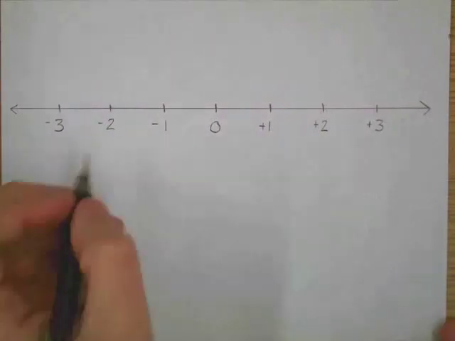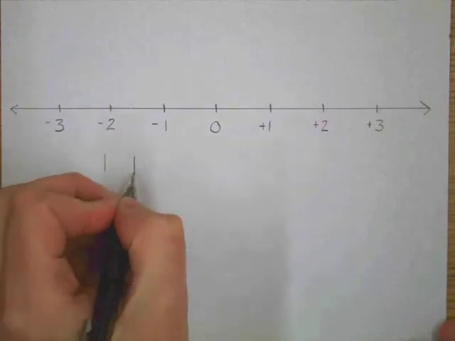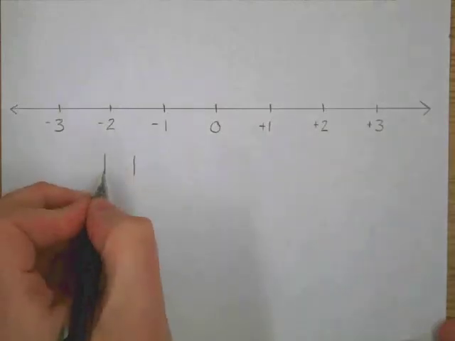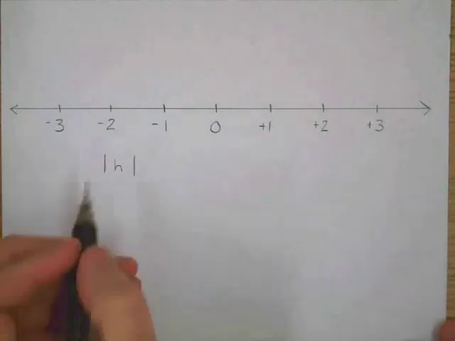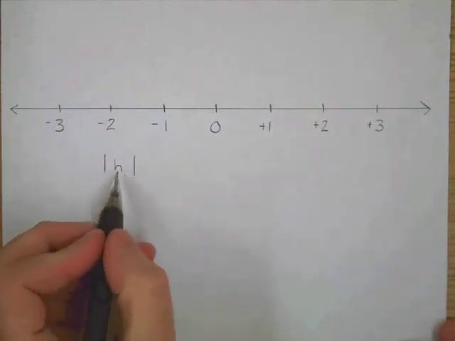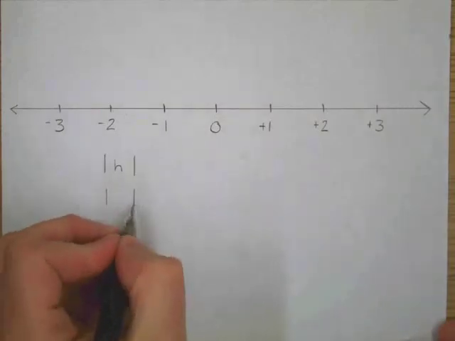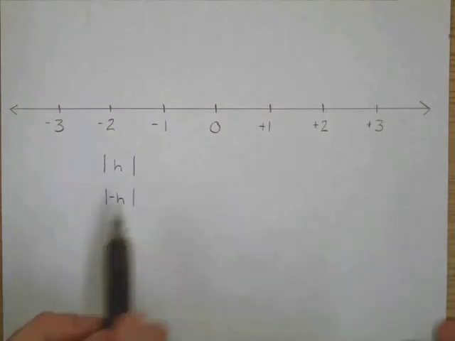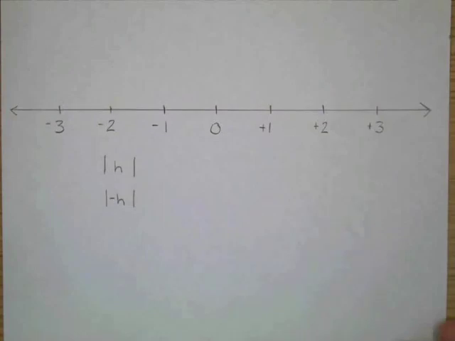So when you see a couple of bars, they look like this, to show when we're finding absolute value. So let's say I'm just putting in a variable there, h. I would read this as the absolute value of h. I could also find the absolute value of its opposite, negative h, and I would say this is the absolute value of negative h. But we can use numbers as well. So let's take a look.